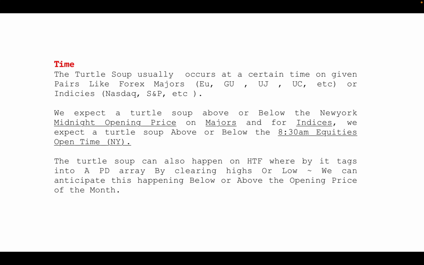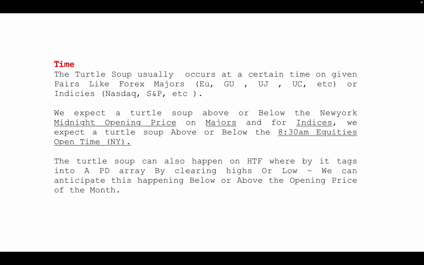Each of them has its own Q zones, right? They have their own opening price. The market opening price for majors is different from the market opening price for Nasdaq. So now we expect a turtle soup above or below the New York midnight opening price on majors, and for indices we expect a turtle soup above or below the 8:30 equities opening time. That's New York time. So 8:30 a.m. New York or midnight New York, we expect the turtle soup to happen.